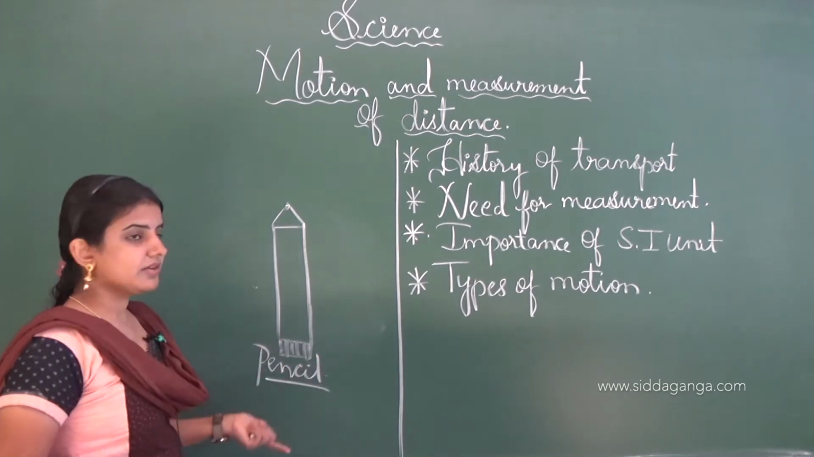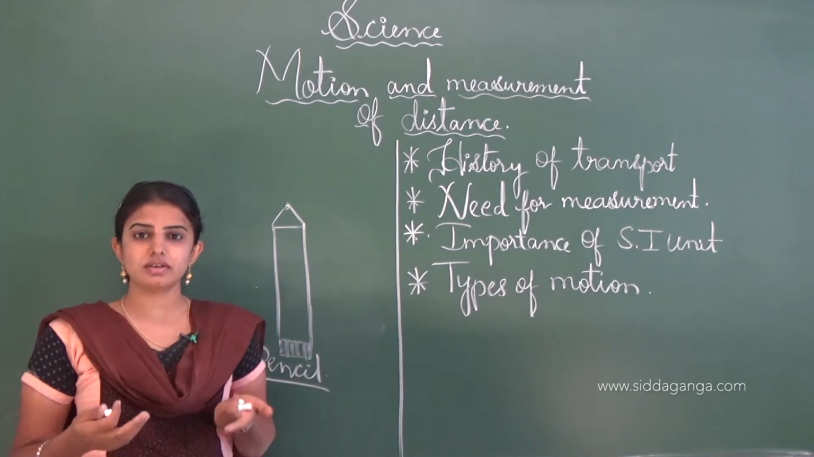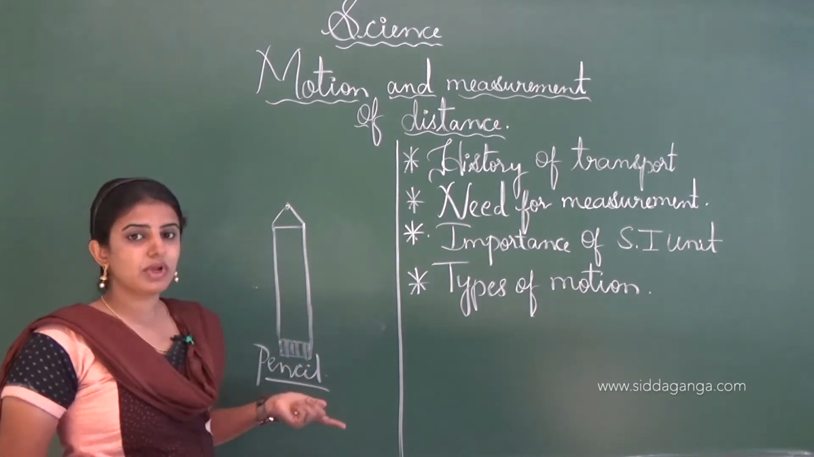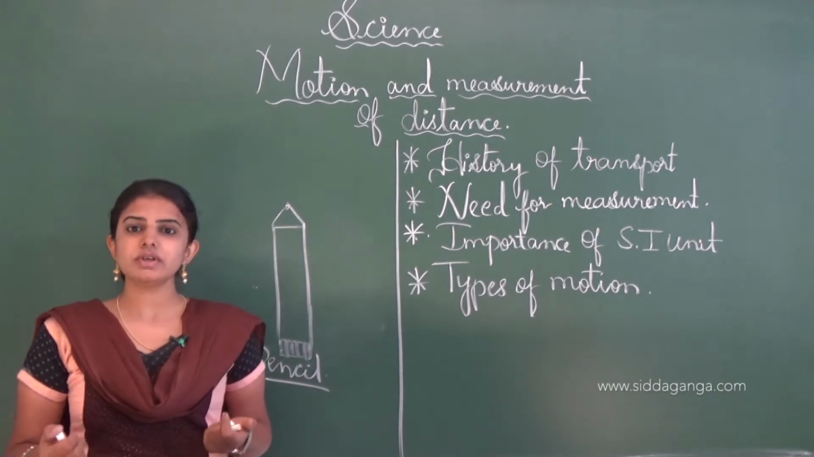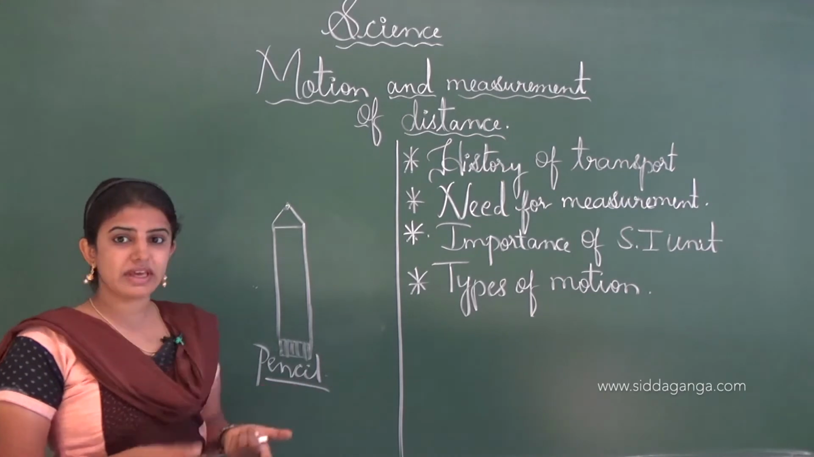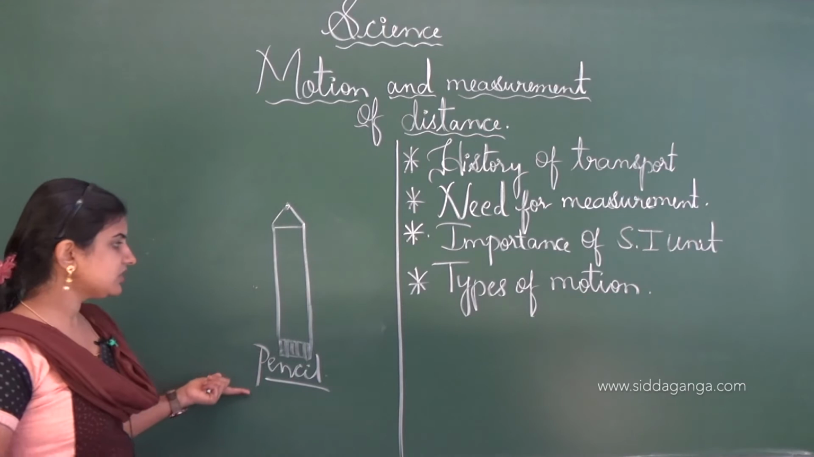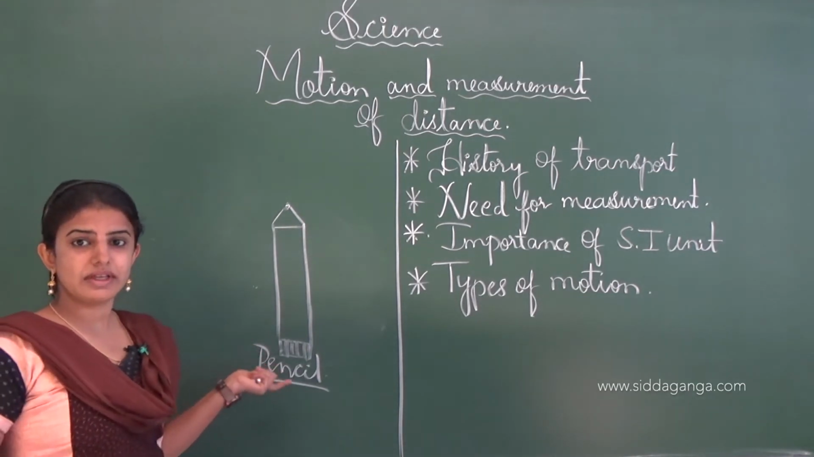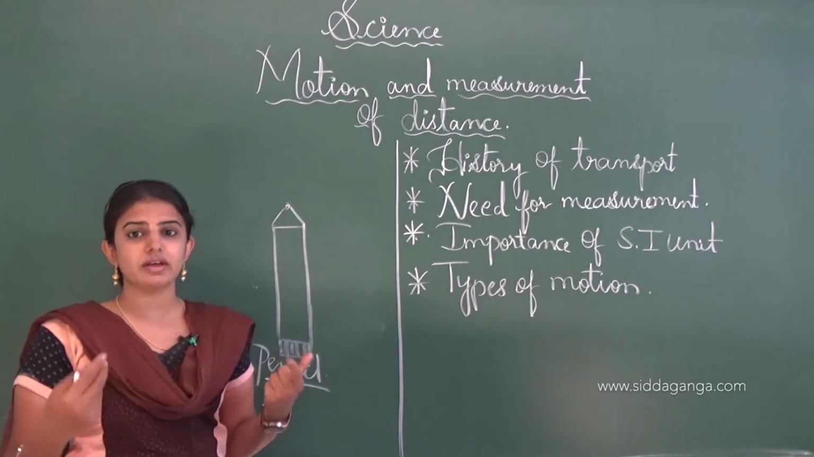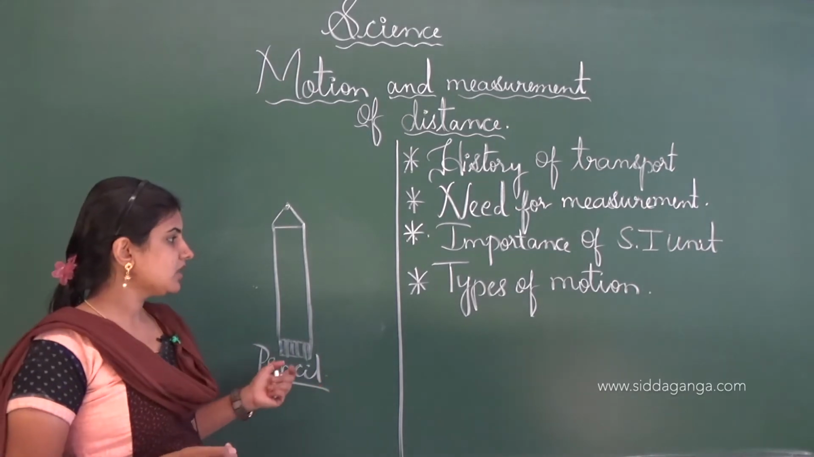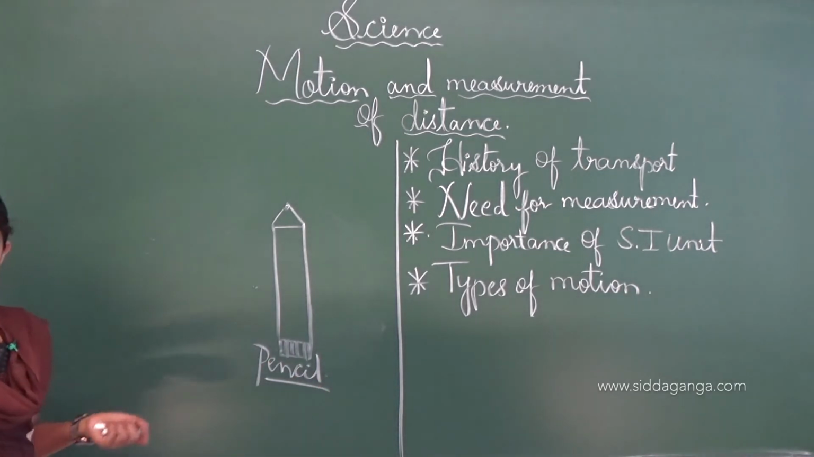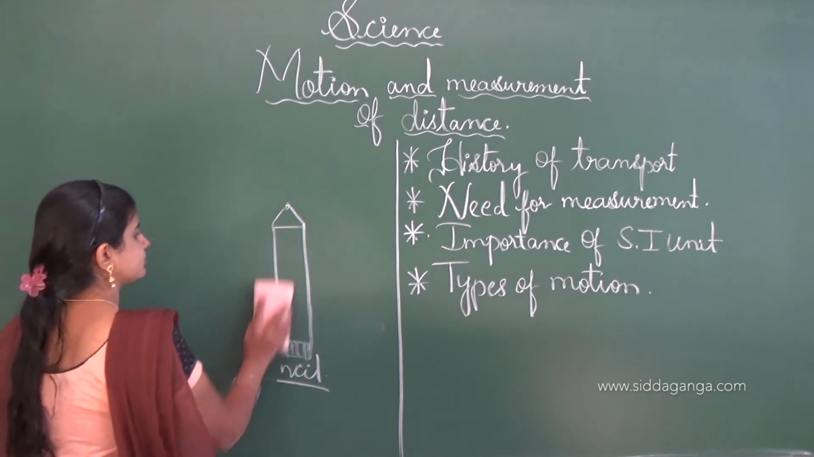Like that, if we use a centimeter scale to measure the pencil, there are different types of measurement scales as well as devices, and thereby we can measure the length as well as the breadth and height. This is how the need for measurement arises.